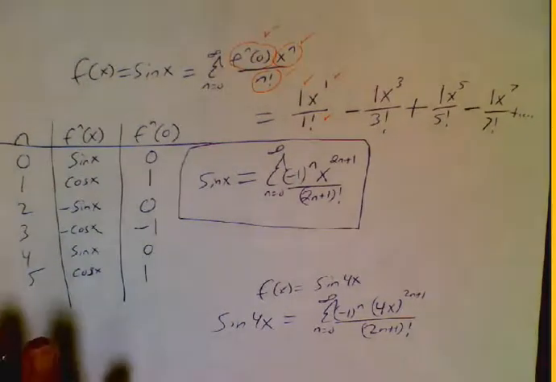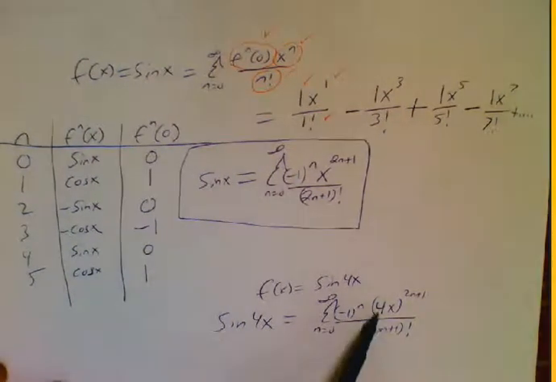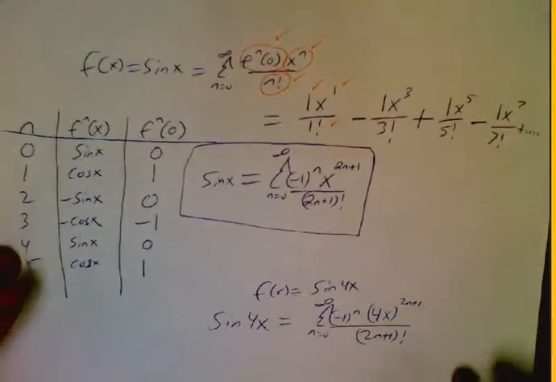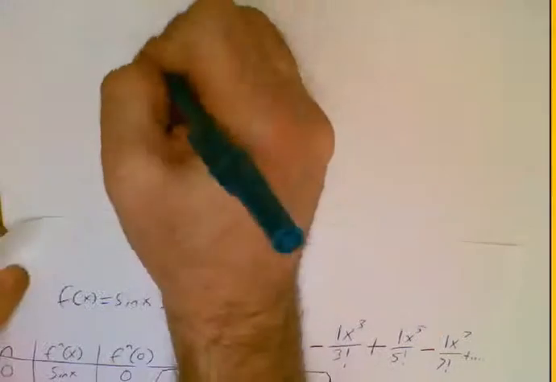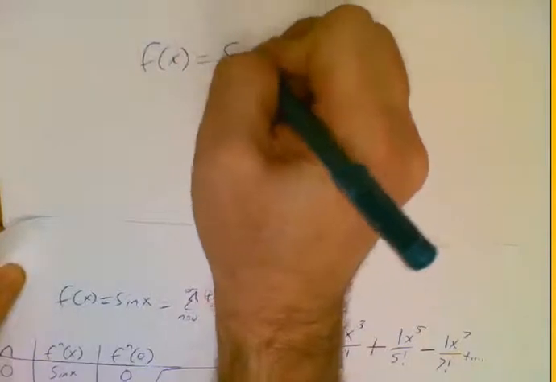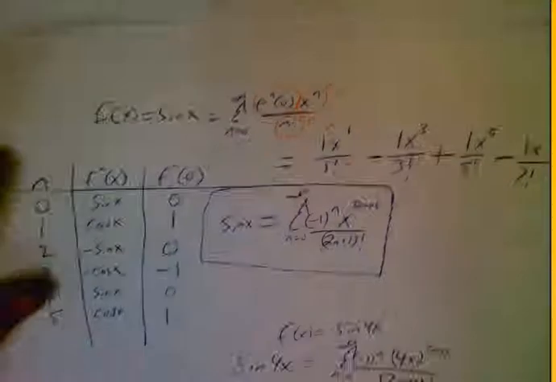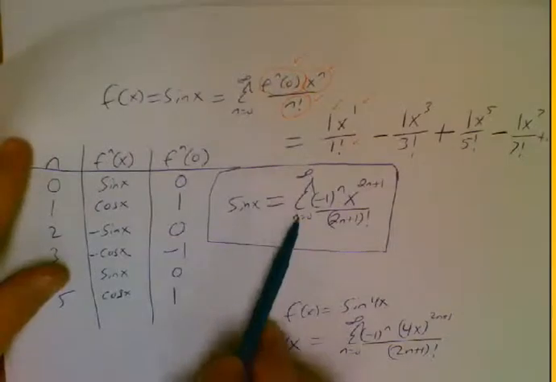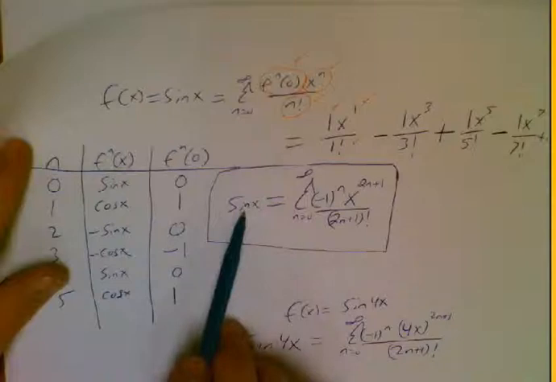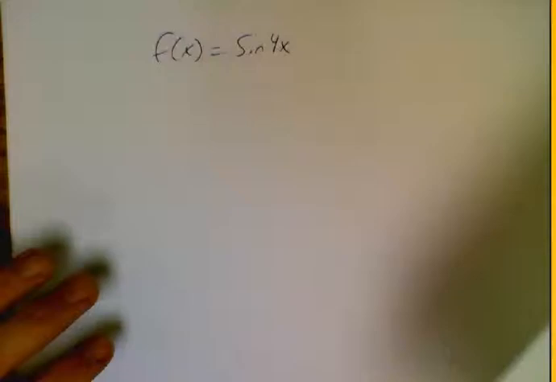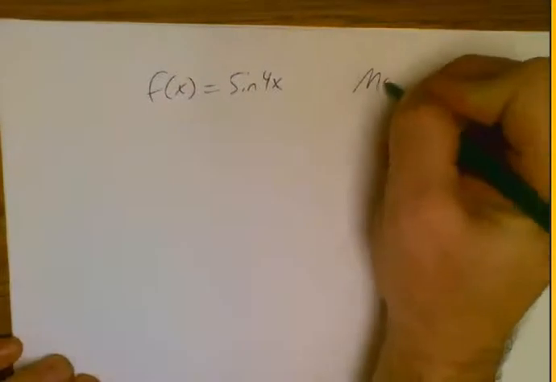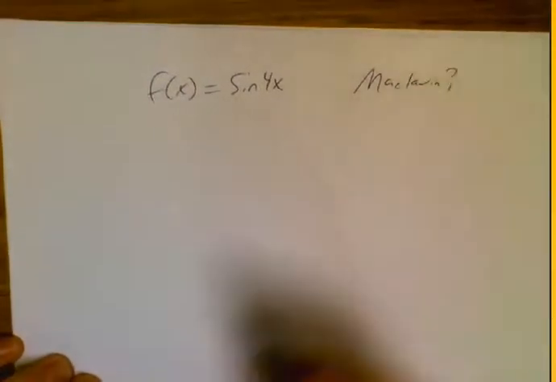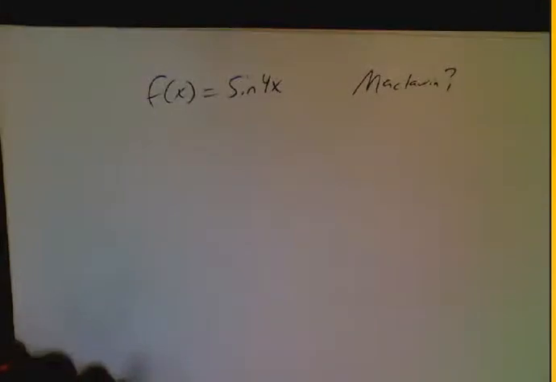Now, worst case scenario, you could generate this. You know what, let's do it. Why not? Let's generate that. Let me just copy it down real quick. I want sine of 4x. Let's pretend we don't remember our core 4, our core Maclaurin series for sine x. So we go back to the drawing board. Here's sine 4x, and the question is Maclaurin. Can we find the Maclaurin series for that?